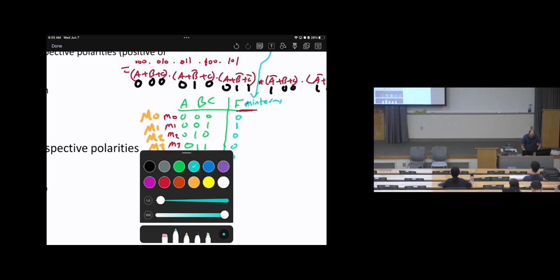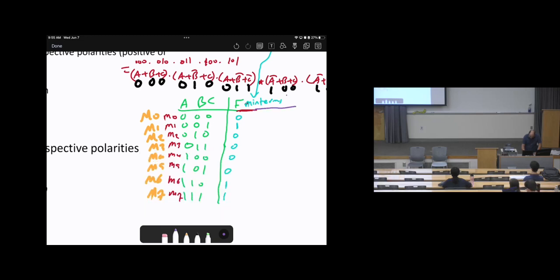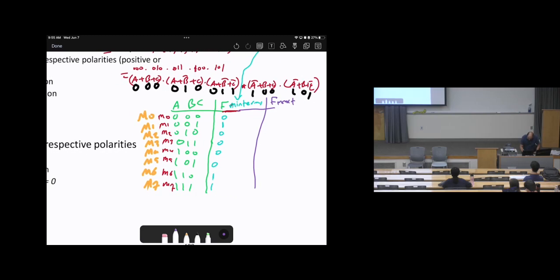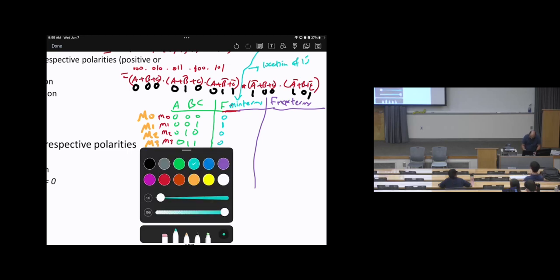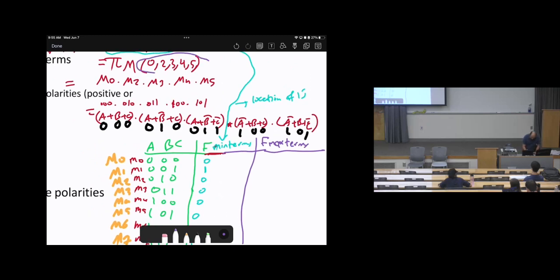Okay. Now how about max terms? F as max terms will give you the location of zeros. So in min terms it was the location of ones, while max terms, because it's the opposite, will be the location of zeros. So let's look at the max terms. We already got them here: 0, 2, 3, 4, 5. So we will apply it here, but keep in mind this is our location of zeros.